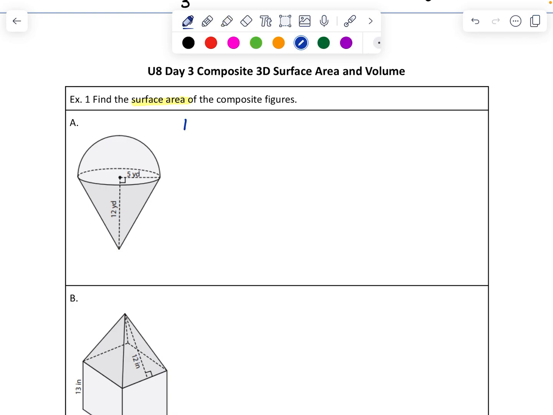So the top we have a hemisphere. But with this hemisphere, we don't want the bottom, we only want the top only. So we're just going to take half. The hemisphere formula is 4 pi r squared. We're not worried about the circle base in this case because the circle base is covered up by the cone. So plus, we want the part around the cone.